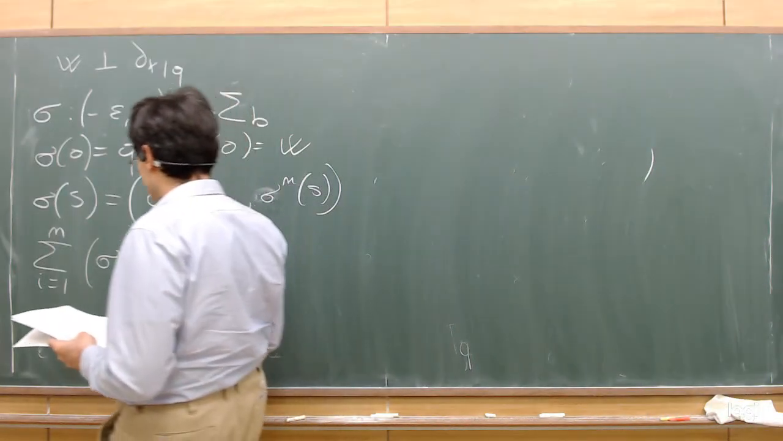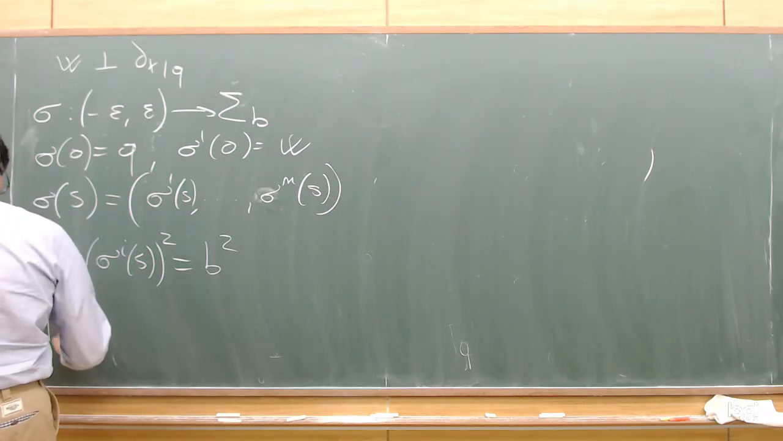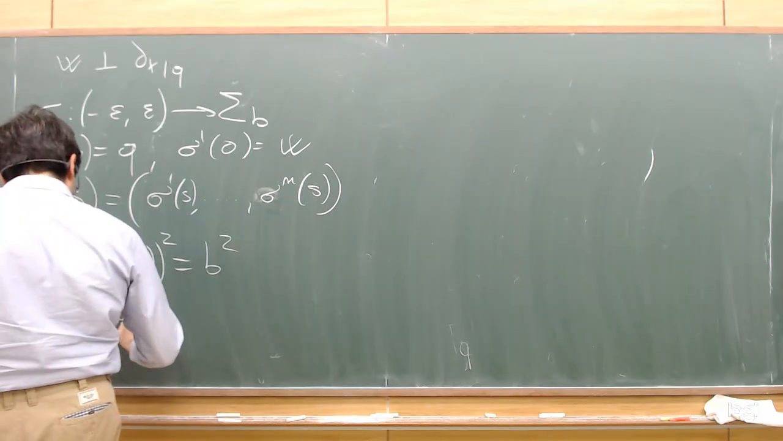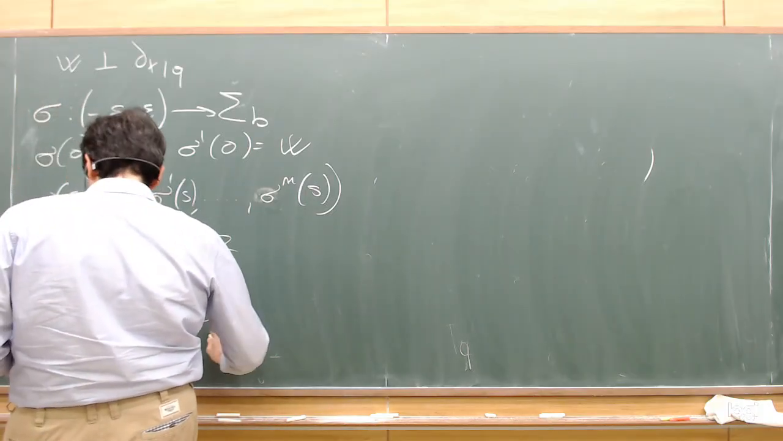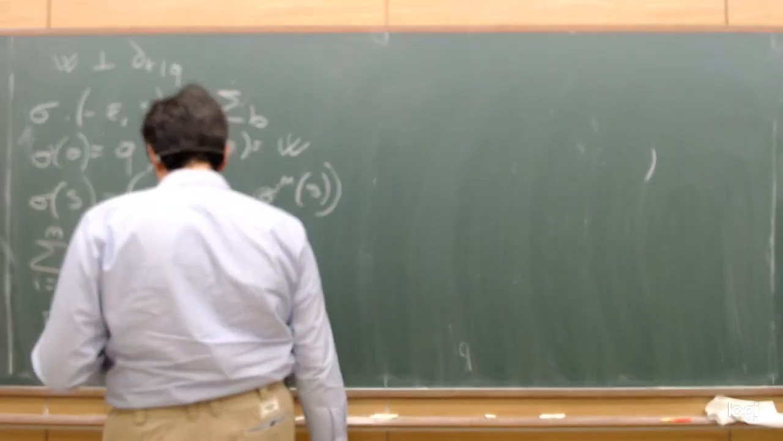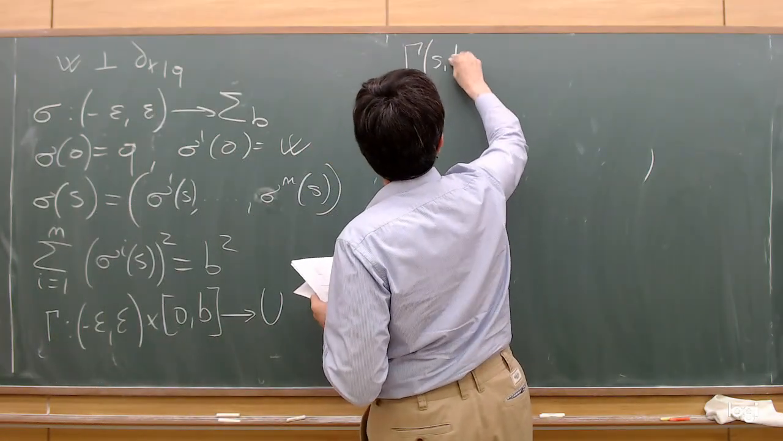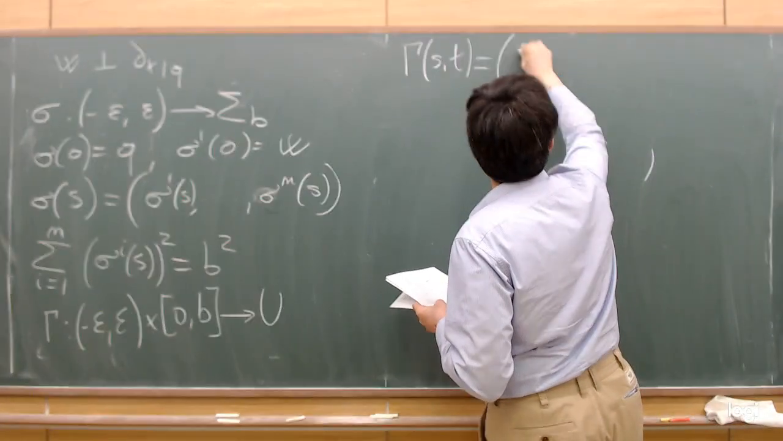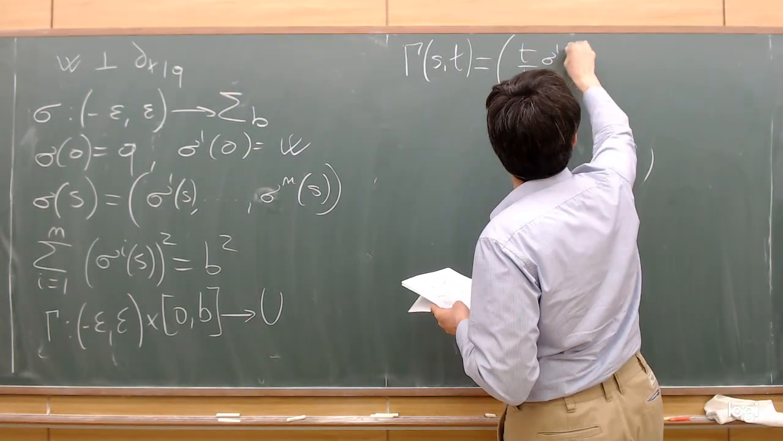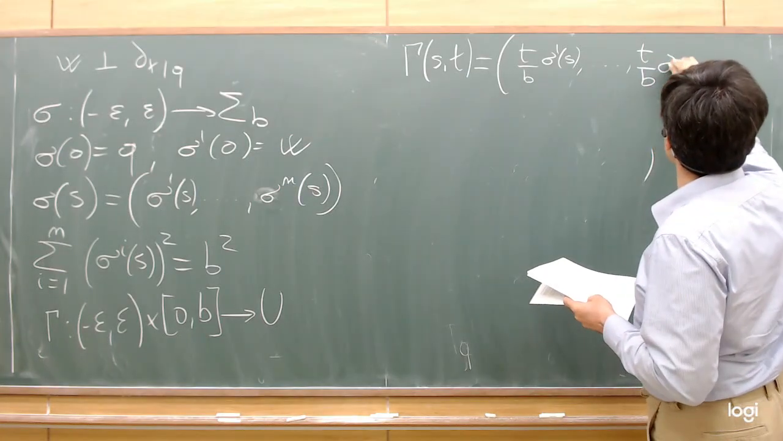Now we define a variation gamma from (-epsilon, epsilon) times [0, b] with values in U, writing gamma(s,t) equal to (t over b times sigma^1(s), ..., t over b times sigma^n(s)).